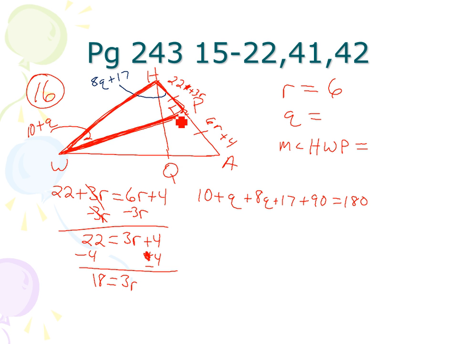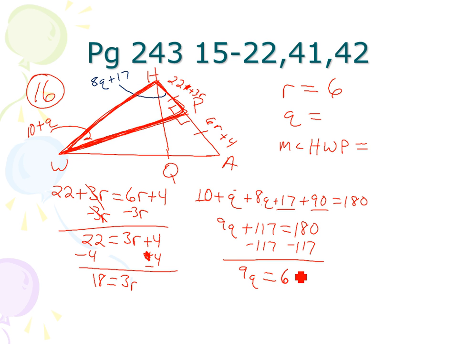My brain was working last night. Yeah, mine was too. Q and 8Q give us what? 9Q. 10, 17, 90. 27, 117. Subtract 117. 9Q equals 63. Now what? Divide by 9. So Q equals 7.